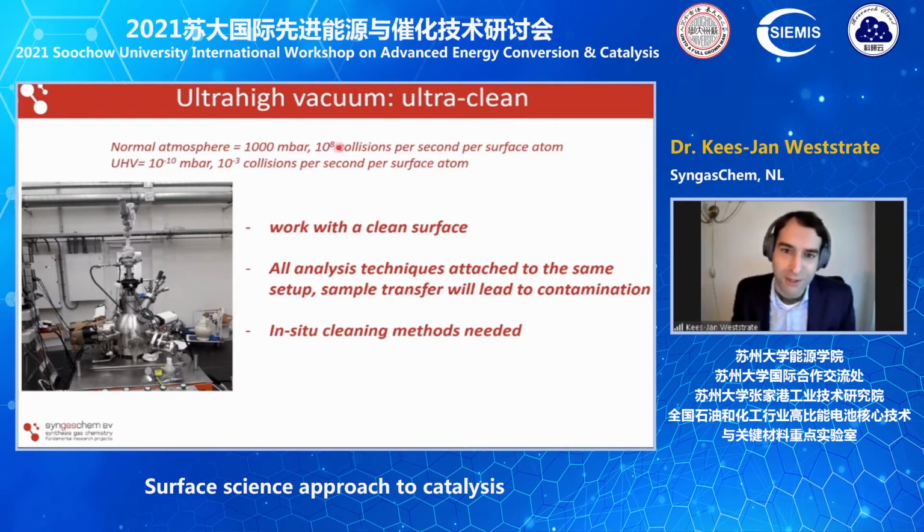So we can solve this problem by reducing the pressure that we use to very low values, 10^-10 millibars. So then we have suddenly only 10^-3 collisions for each surface atom. And this is long enough so we can work with a clean metal surface. And this is why we have to do our experiments in a vacuum vessel like this. And you can see there's many things sticking from the sides, and each of these things is a different analysis technique.